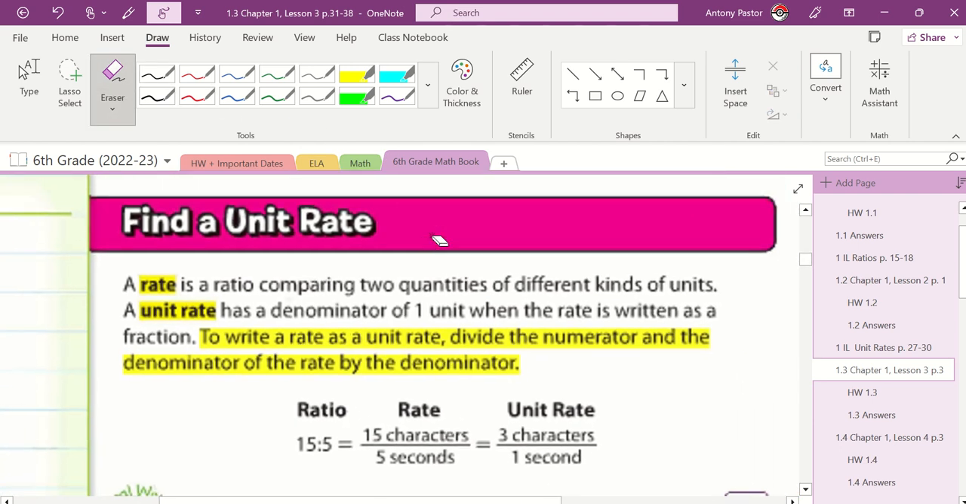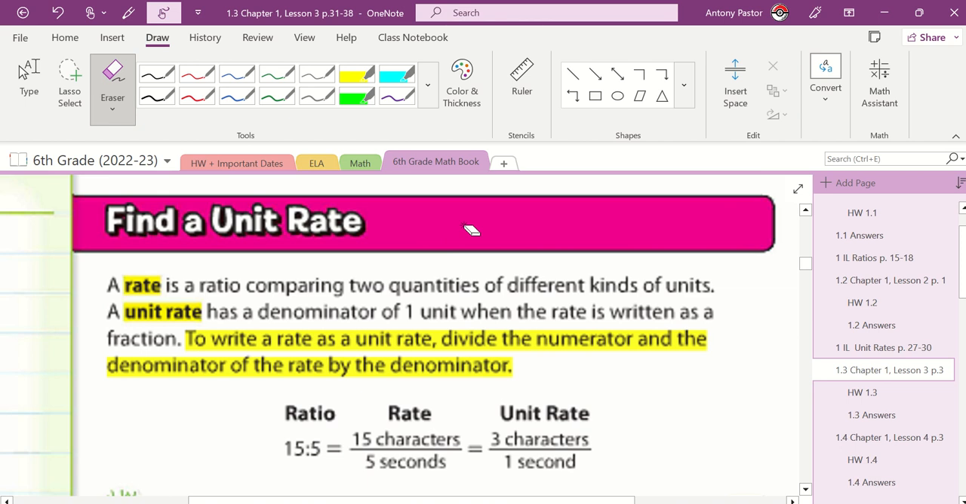Find a unit rate. A rate is a ratio comparing two quantities of different kinds of units. A unit rate has a denominator of 1 unit when the rate is written as a fraction. To write a rate as a unit rate, divide the numerator and the denominator of the rate by the denominator.